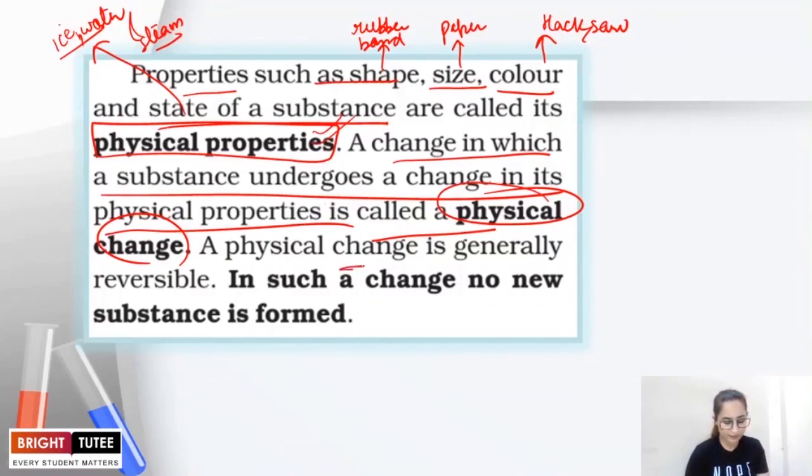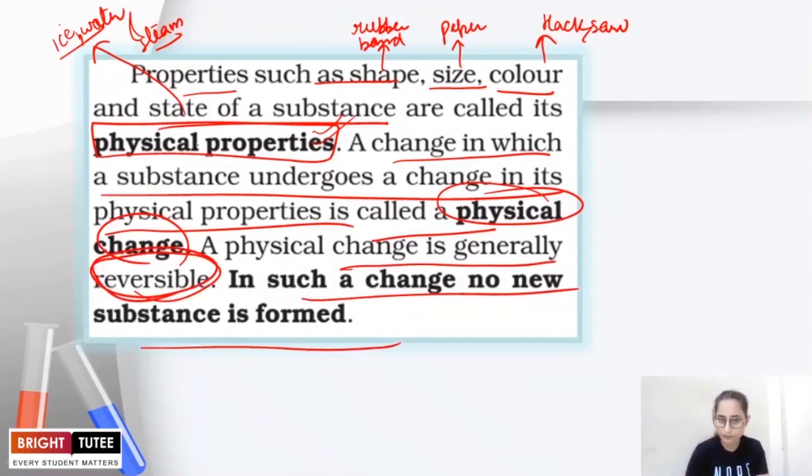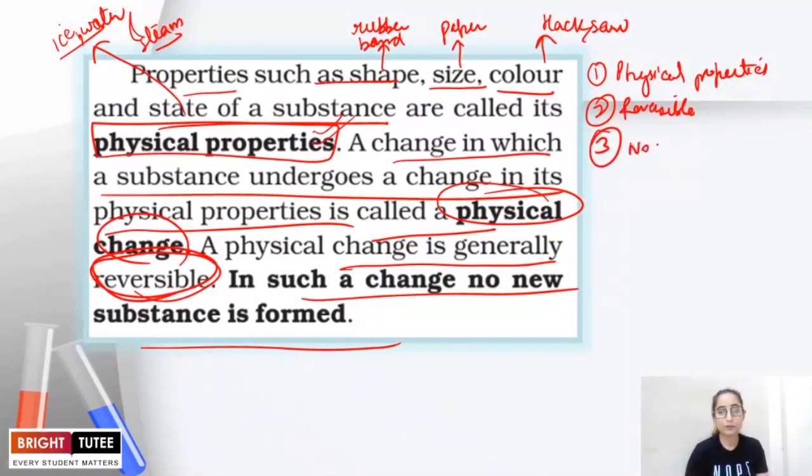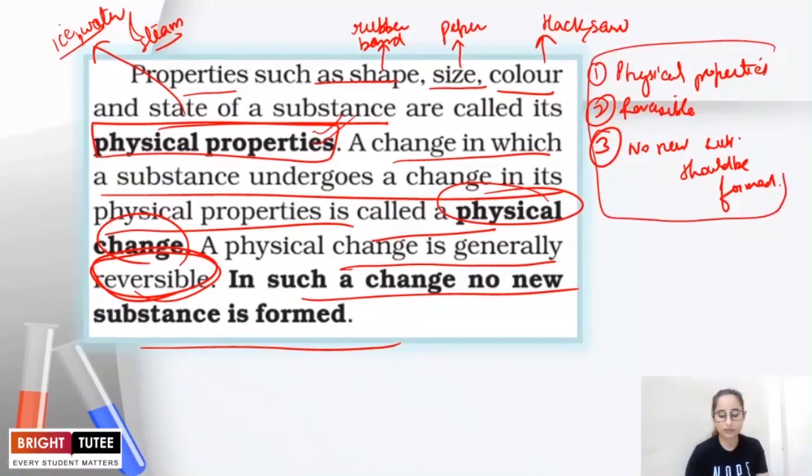Alright? A physical change is generally reversible. As I told you, it is generally reversible. In such a change, no new substance is formed. So what did we learn? There has to be a change in physical properties only. Right? It has to be reversible in most cases. Then thirdly, no new substances should be formed. So these are the conditions required for a change to be a physical change, right?